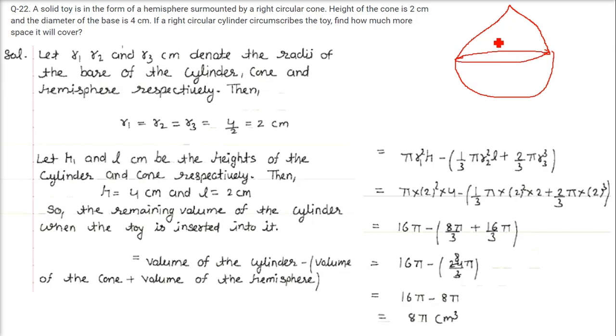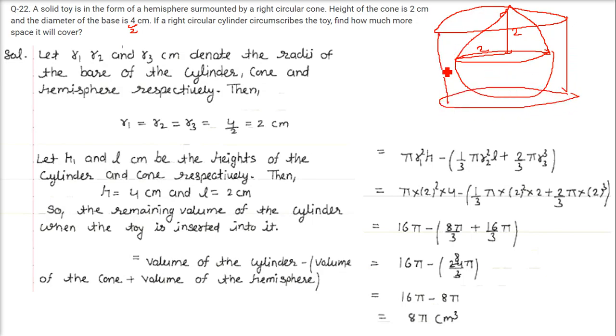Hemisphere surmounted by a right circular cone. Height of the cone is 2 centimeter. And the diameter of the base is 4 centimeters, so the radius will also be 2 centimeters. If the right circular cylinder circumscribes the toy, it looks like this. Circumscribe means this is going to touch. I just made some space because my drawing is not that good, but you just assume that this line is touching here like this. This is circumscribing actually.